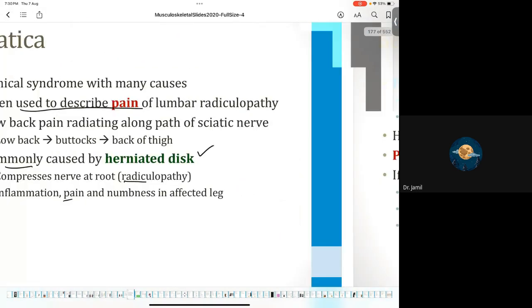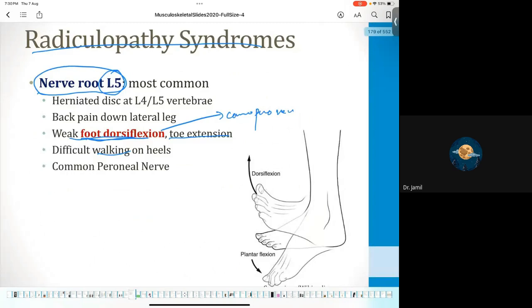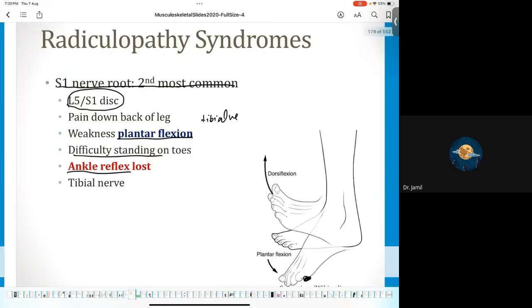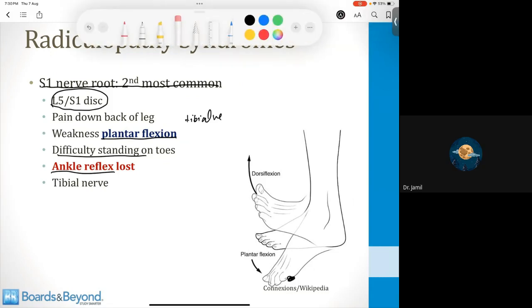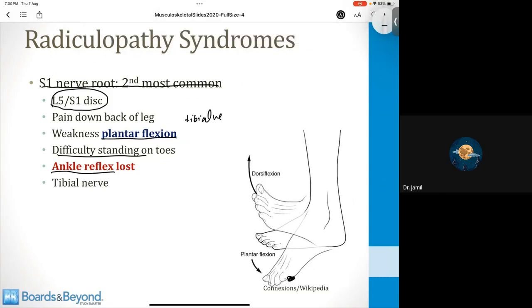So whenever we have compromise of L5, which branch of sciatic nerve is going to be affected at L5? L5, common peroneal. S1, tibial. So you can see whenever you have radiculopathy at the level of S1, that's going to be tibial, and L5, that's going to be your common peroneal. Okay, is it clear?